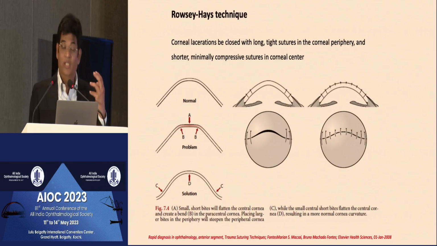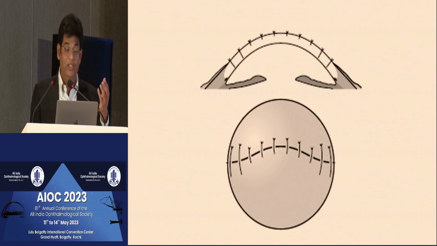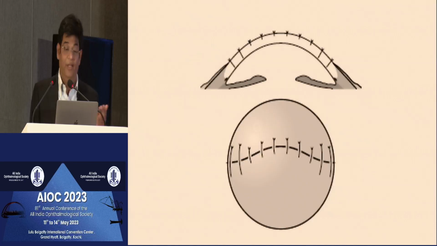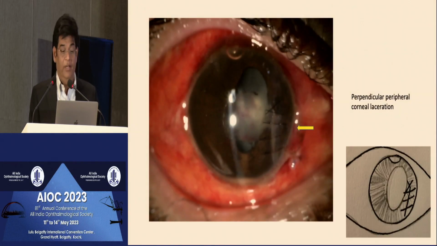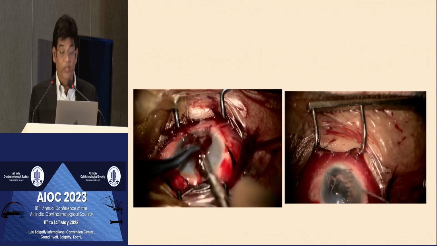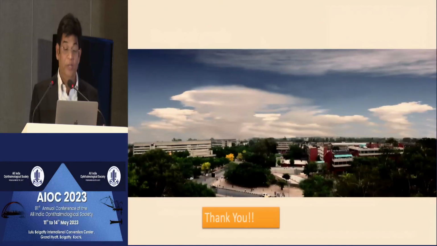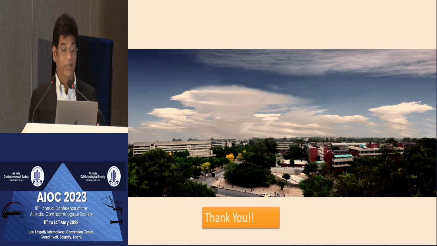And of course, there are suturing techniques for how you suture these patients, and the most famous of them is the Rousseau-Hayes technique, where you apply shorter, shallower sutures in the center. With due care, we can ensure that we reach the surgical goal of a watertight wound closure, restoration of normal anatomical relationships, restoration of optical visual function, and prevention of possible future complications in these patients. Thank you very much.